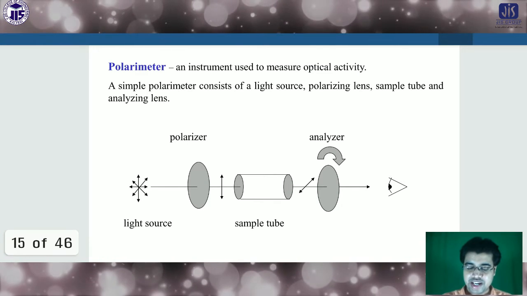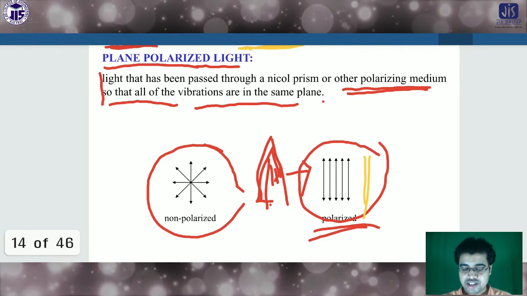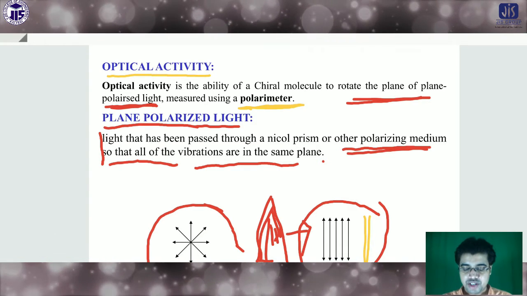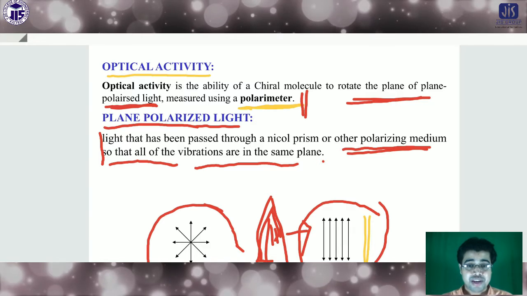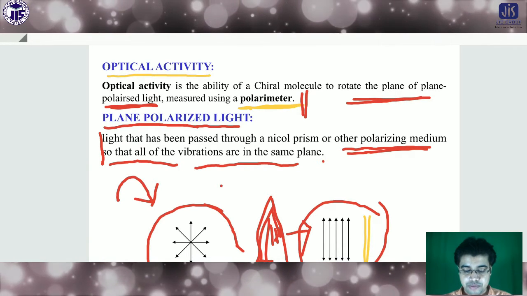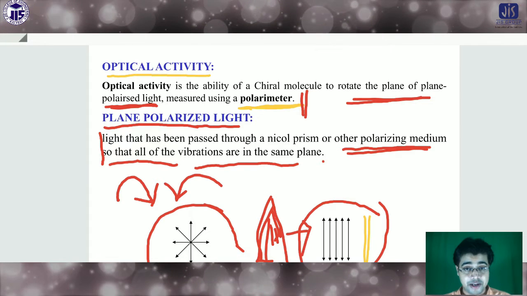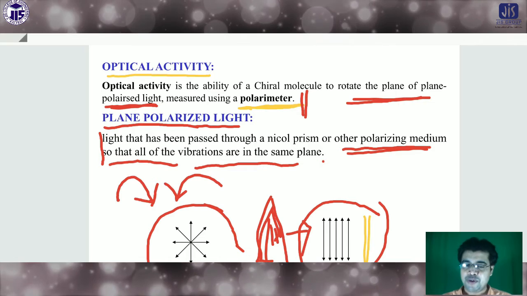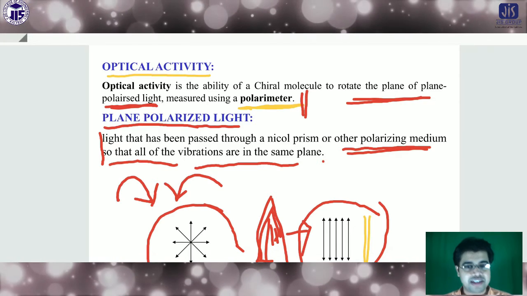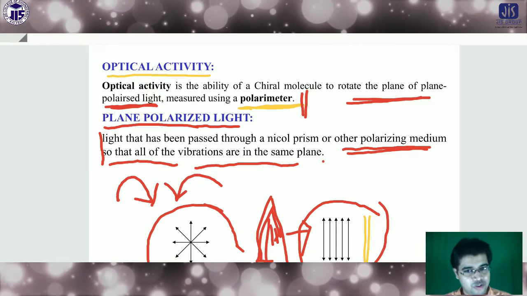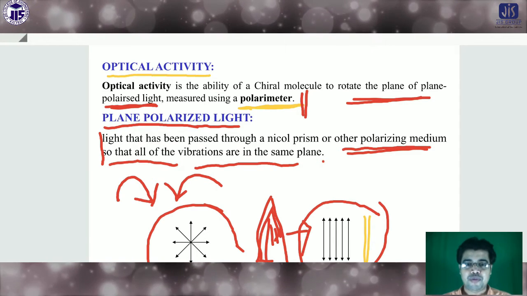Now look here, this is the polarimeter. In the second line of the definition, it is written that it is measured using a polarimeter. Actually, if there is any kind of rotation of the plane polarized light, how can we understand if there is rotation or not? We can understand by the polarimeter. The polarimeter tells us whether any kind of rotation occurs or not for the light.